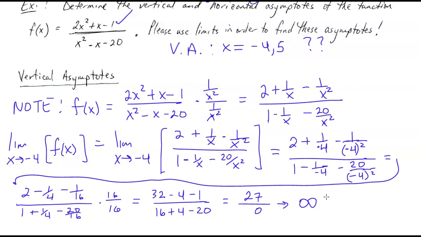And so, because we took the limit of our function as x approaches a specific x value and we got infinity as a result, this verifies for us that we actually have a vertical asymptote at x equals -4 for this function. Okay.